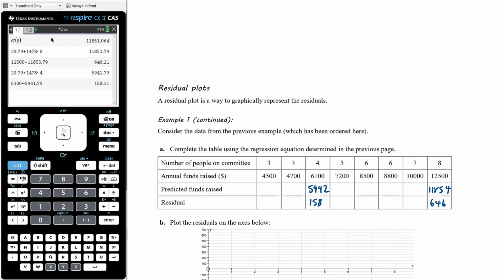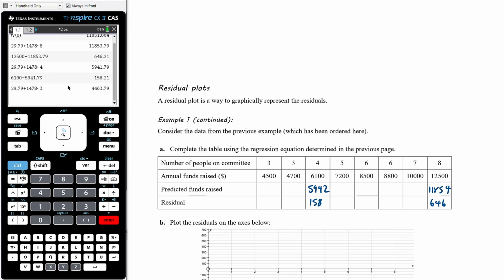So we want to continue that. We want to work out what the predicted value would be for a committee of 3 people. We've already done these calculations, so we should be able to use our previous calculations in our calculator. I've just scrolled up to the 29.79 plus 1478 times the number of people, and I'm going to change the 4 to 3 to work out the prediction for a committee of 3 people. To the nearest dollar, that's 4464, so that will be the same for both of those.